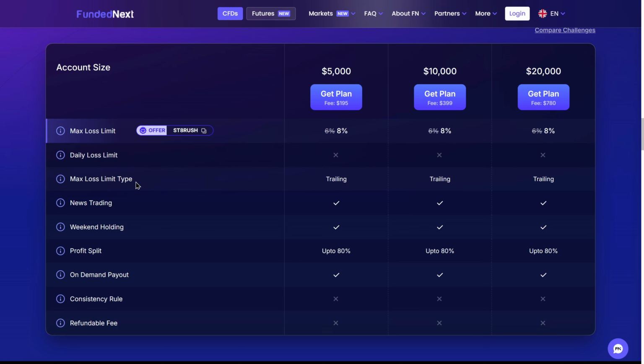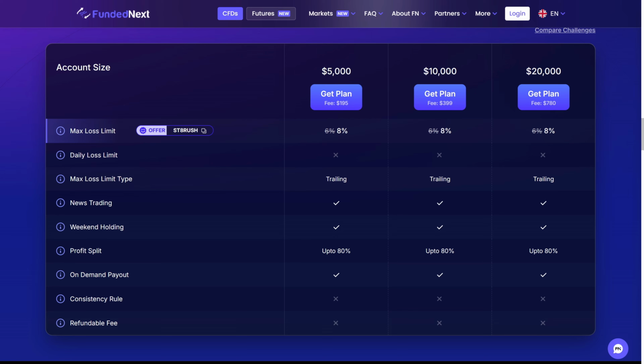Then we have the daily loss limit, and we have the maximum limit type. As you can see, they have news trading, weekend holding is complete, profit split 80%, and payout is on demand, consistency rule cancelled, refundable fee cancelled. Now I just decided to read the rules for you guys quickly.